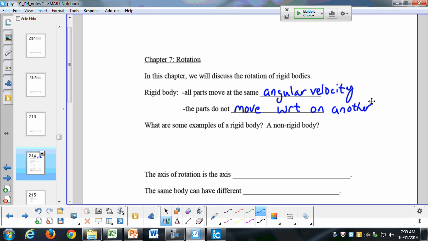So if I'm rotating this at 1 revolution per second, that means that every point of this object is rotating at 1 revolution per second. This point here is rotating at 1 revolution per second, and any other point also, like here, here, here, they're all rotating at the same angular speed. Also, the parts don't move with respect to one another. That's because it's not squishy, right? This point and this point are always going to be the same distance from one another. Those are fixed distances just because of the type of material.